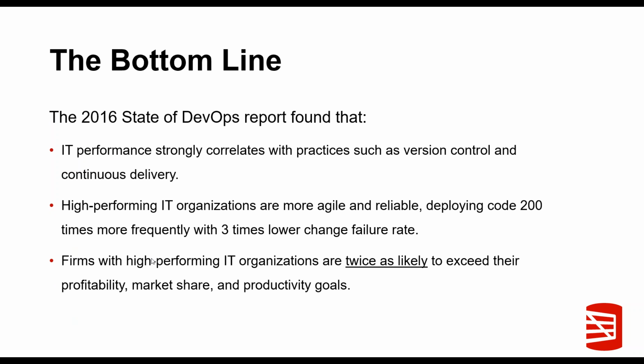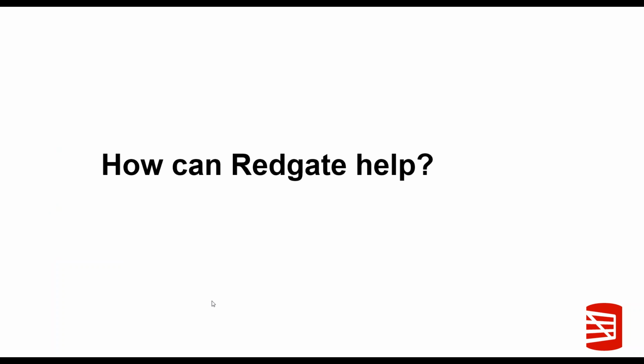I think this statement from the 2016 DevOps Sphere is pretty relevant. IT shops who utilize best practices around continuous delivery deploy code more frequently and with more confidence, and that enables them to be more agile in their software delivery process and makes the company twice as likely to exceed their profitability. And in this case, our goal is to help narrow that gap by integrating the databases into your application lifecycle management process. So how can Redgate help?